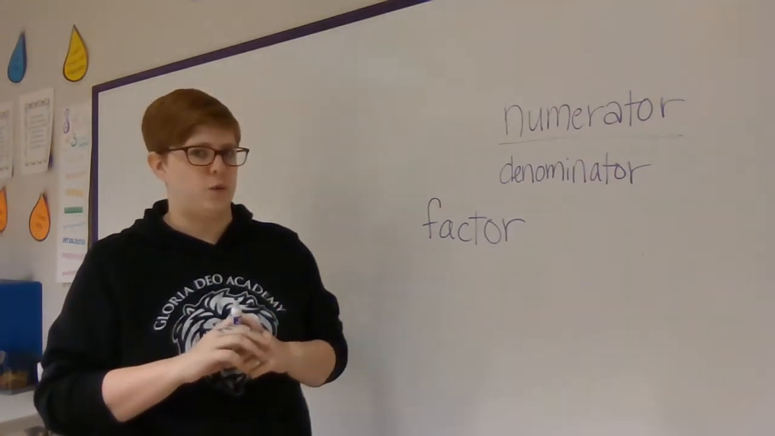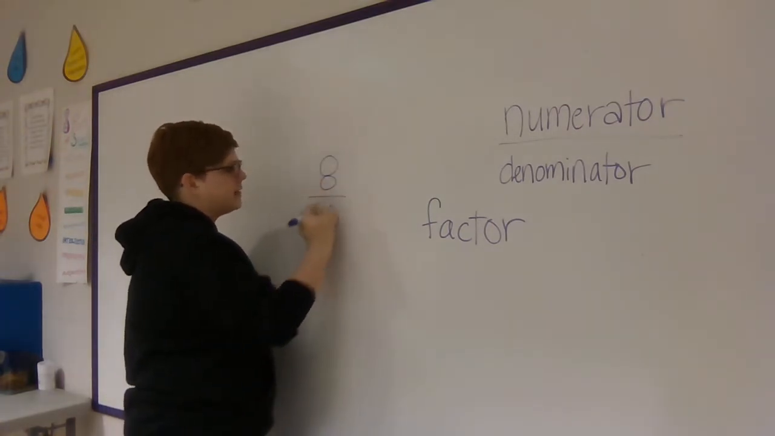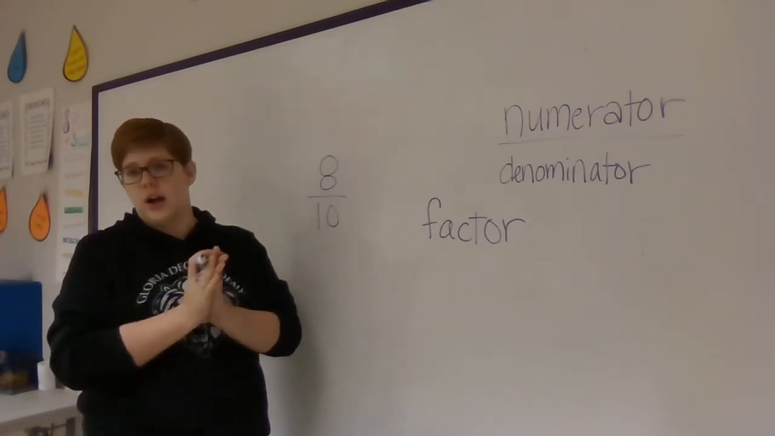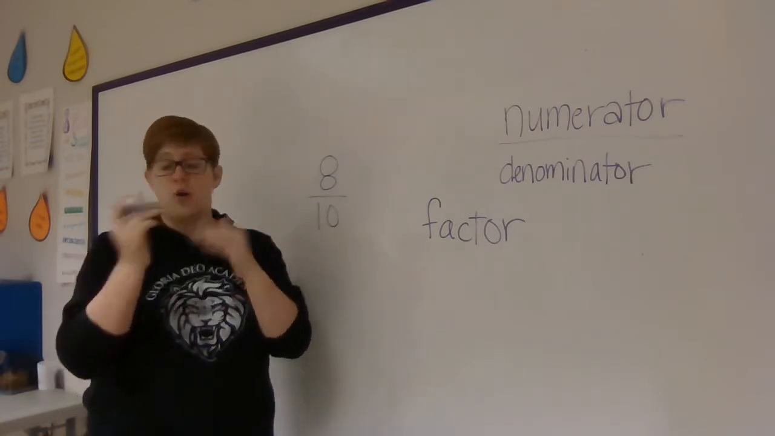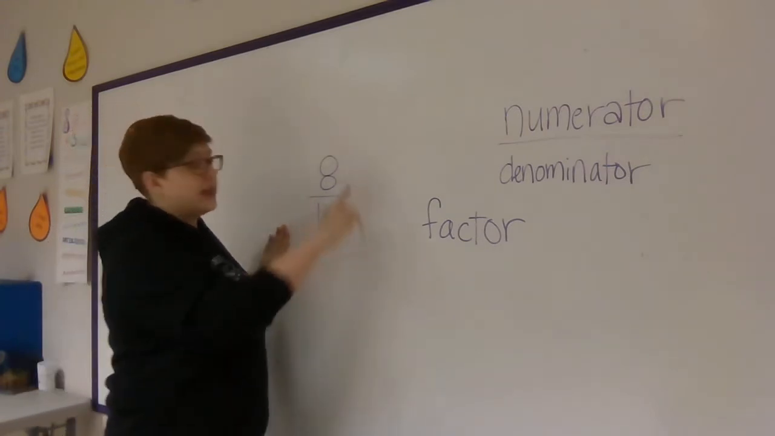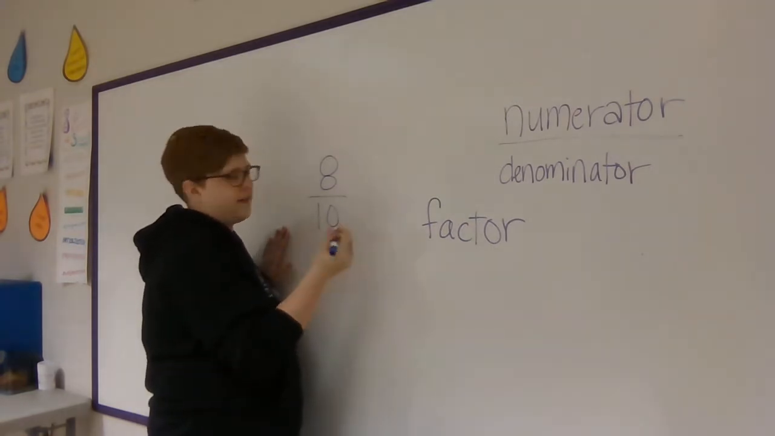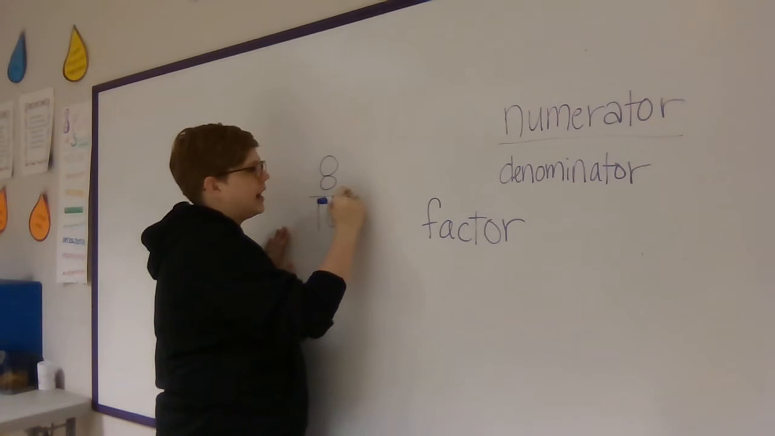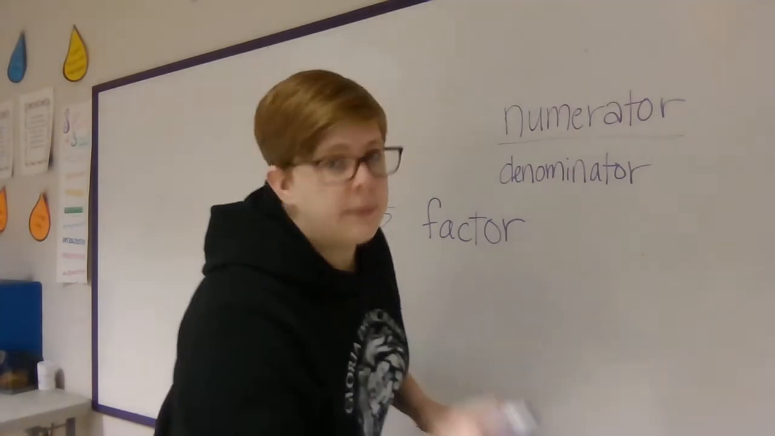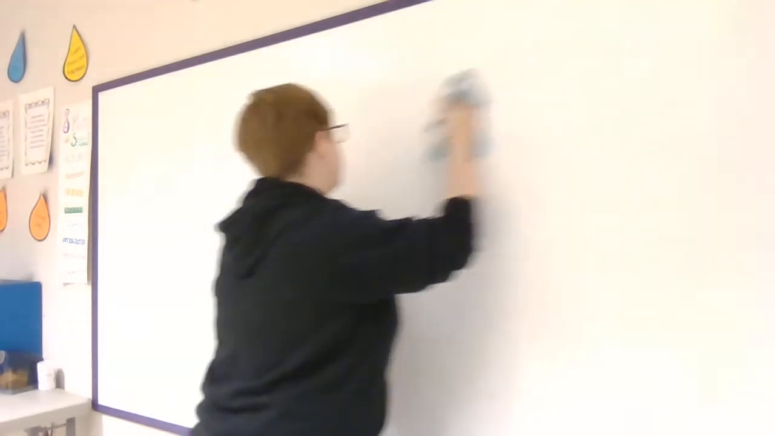So if I had the fraction of 8/10 and it tells me to reduce or make an equivalent fraction by a factor of 2 or a factor of 4 or a factor of 5 or whatever, that means I'm going to multiply or divide the 8/10 by that number. So if it says I'm going to reduce by a factor of 2, I know that means I need to divide both sides by 2, right? Or multiply both sides by 2. Okay, so those are some important things to remember when we're doing fractions.